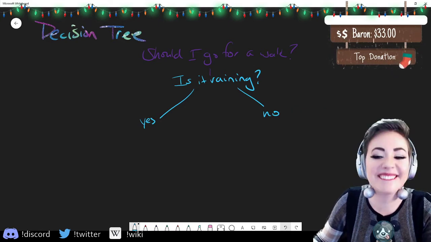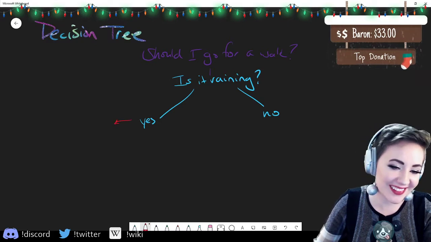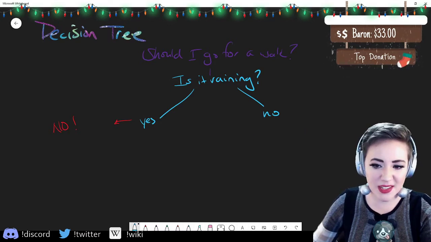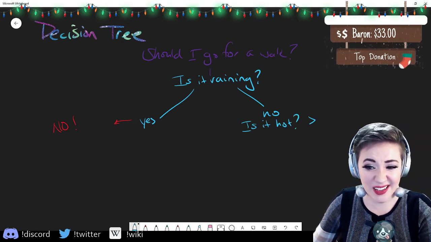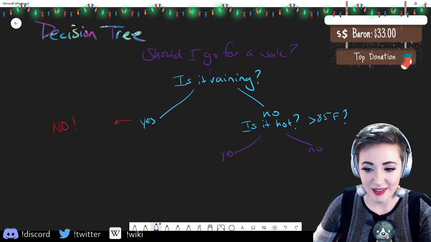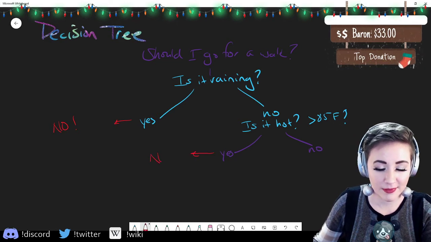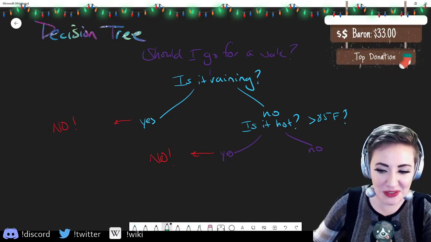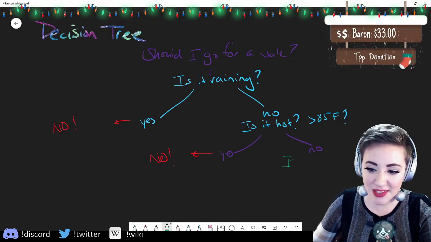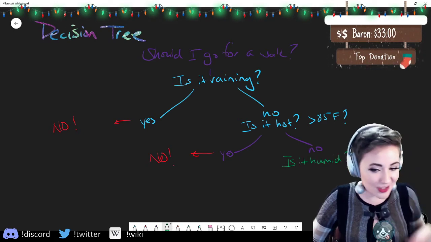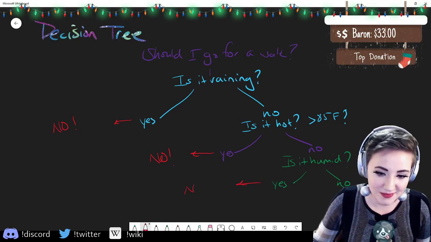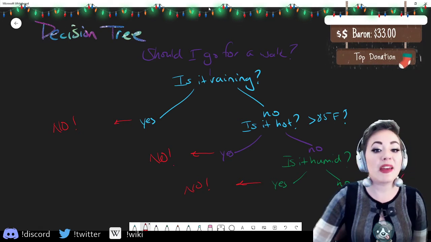I inverted that. Hold on. I am a little bit lazy. I'm not that lazy. All right. If it is raining, this will lead to a no label. Otherwise, we might ask ourselves, what's the next question? Is it hot? So like greater than 85 Fahrenheit. And if it's not too hot, let's ask ourselves, is it humid? I don't know what a measurement of humid is, so I'm not going to try to look ridiculous here. But if it's humid, maybe we also say no. Otherwise, we say yes. This is the basic intuition behind a decision tree.